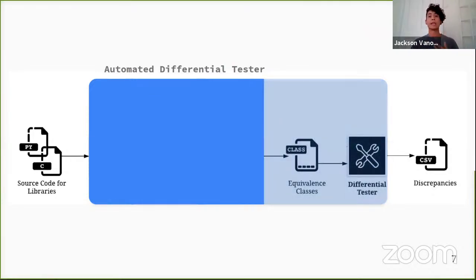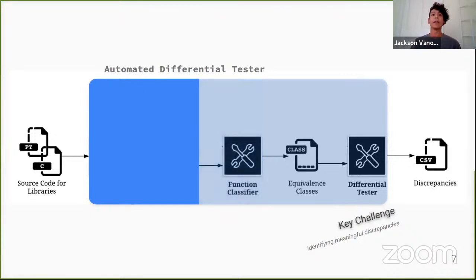It's going to take in a set of equivalence classes of function synonyms and find the points of divergence between those function synonyms. And the key challenge here is going to be identifying which of these discrepancies are in fact meaningful. For some of the reasons that I discussed before, not all discrepancies are going to be indicative of buggy behavior. And then these equivalence classes have to come from somewhere. And this is going to come from a function classifier whose job is to automatically identify function synonyms.